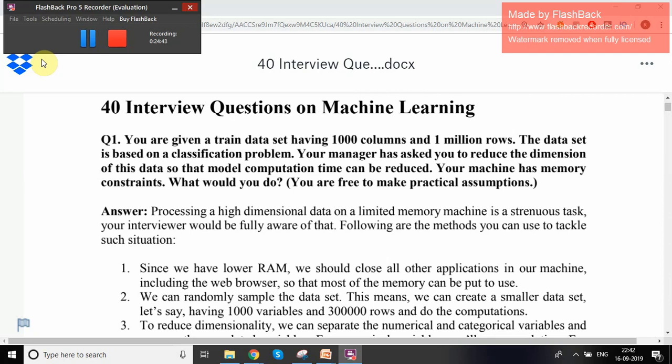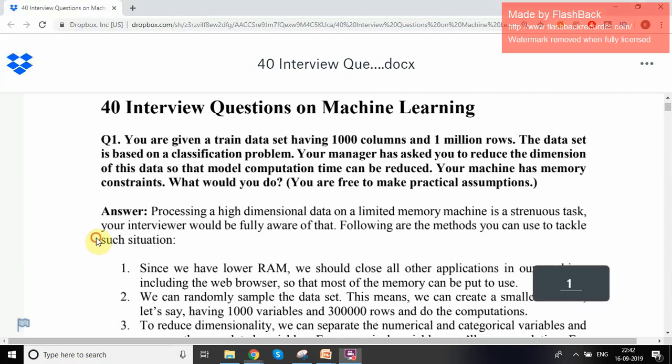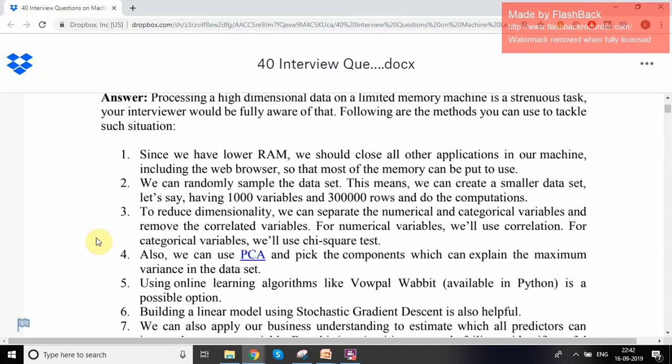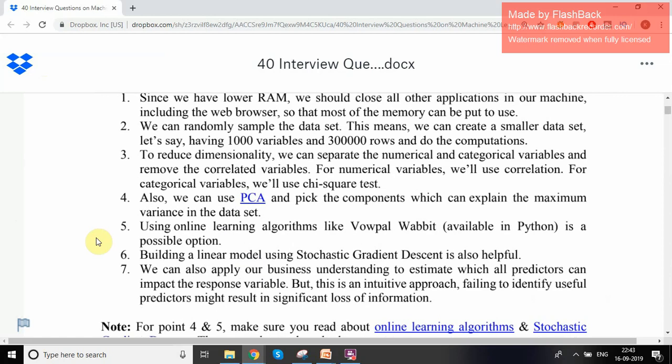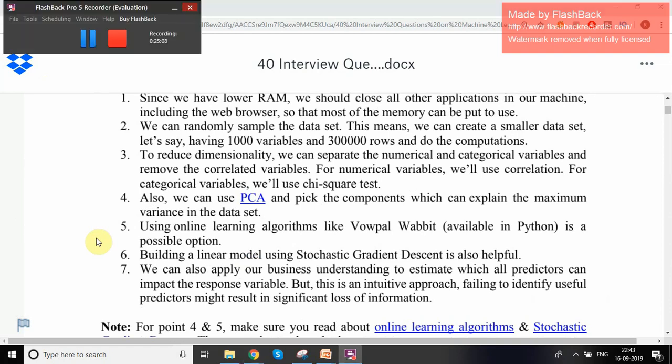Your machine has a time constraint. What would you do? You are free to make practical assumptions. High dimension is a limitation. If I were in this place, the RAM would be considerable, and we could also use PCA. Online algorithms like Vowpal Wabbit, available in Python, are a possible option. Building a linear model using stochastic gradient descent is also helpful. We can also apply business understanding.